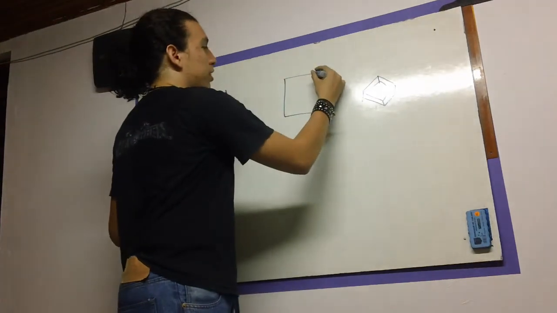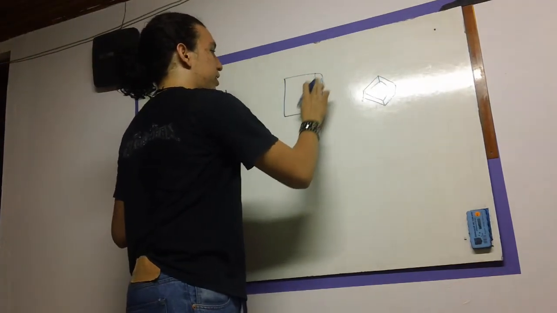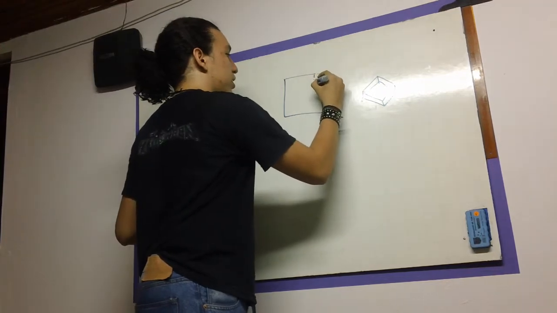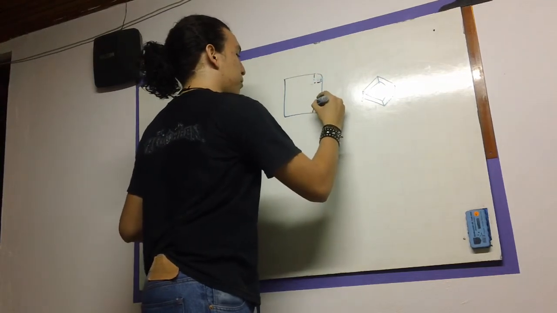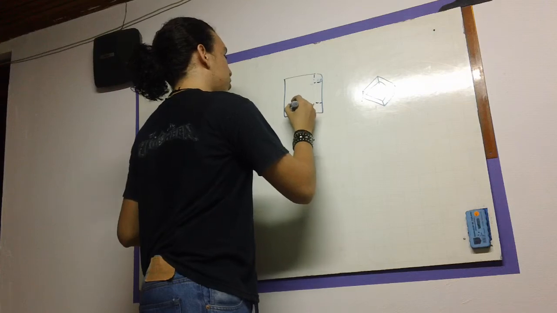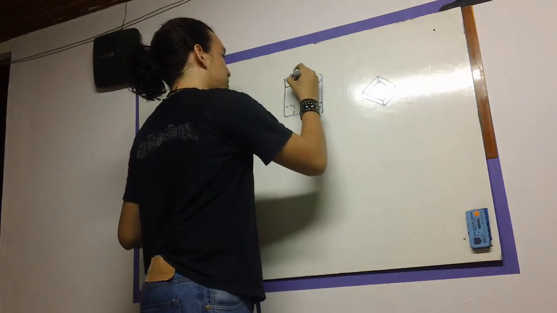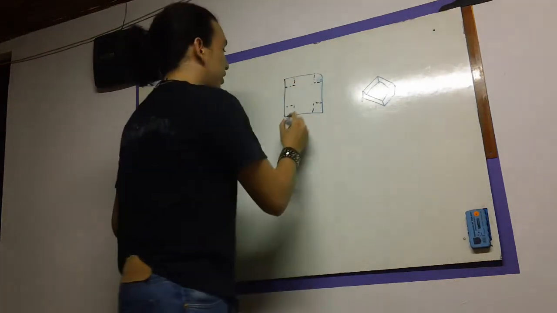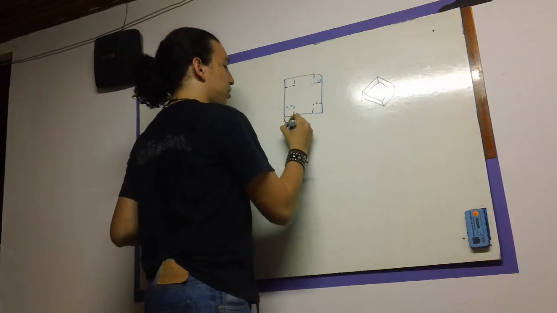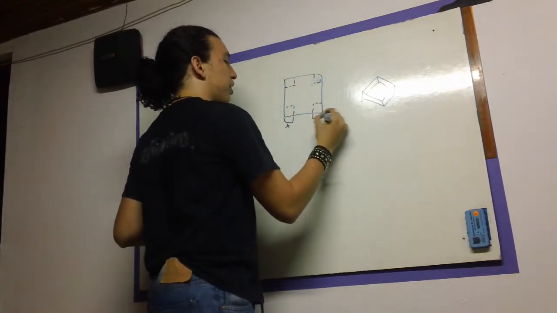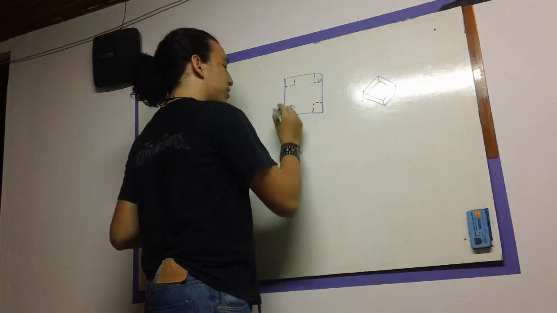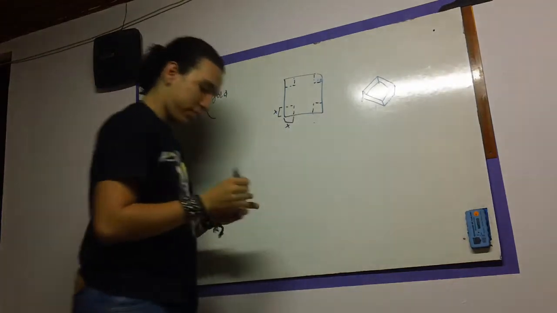So you have to cut a space here, a space like this, a space like this. And they tell you this equals x, this equals x, and all the spaces here equal x.